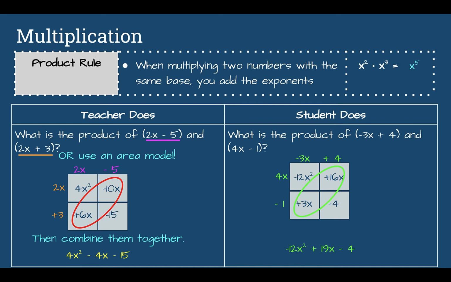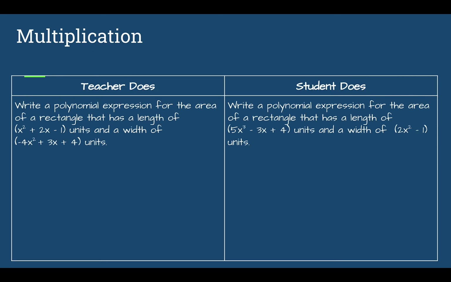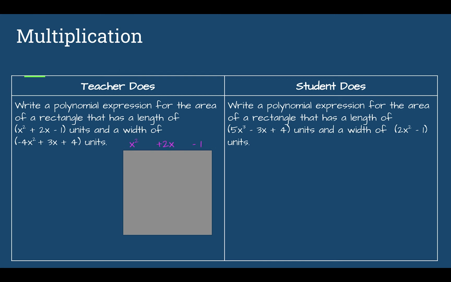Next, let's get into some real applications of this, as in finding the area of a rectangle. So here we want to find the area of a rectangle that has a length of x squared plus 2x minus 1 and a width of negative 4x squared plus 3x plus 4. So we want to know this area of a rectangle. It says that it has a length of x squared plus 2x minus 1, and a width of negative 4x squared plus 3x plus 4.